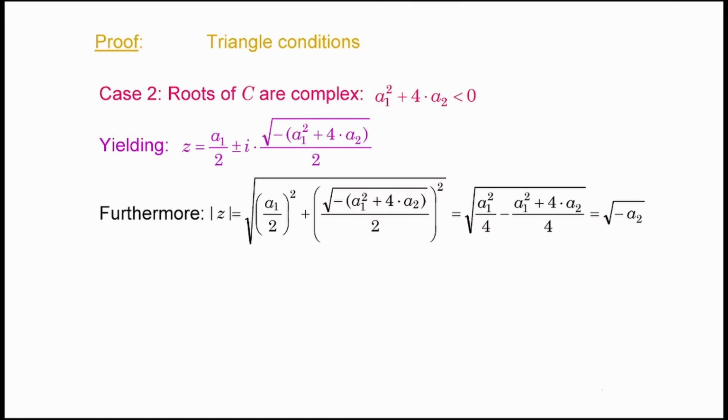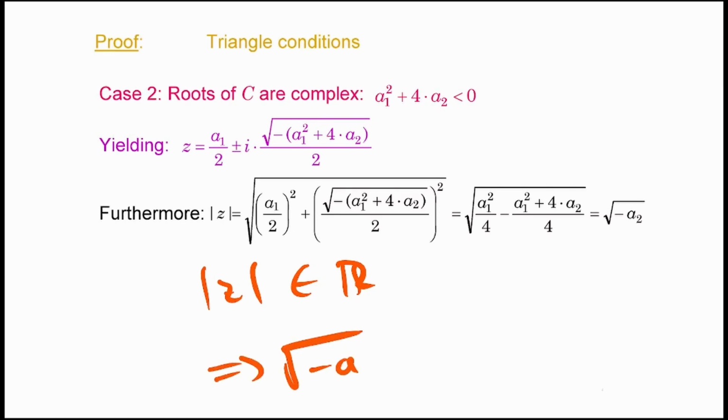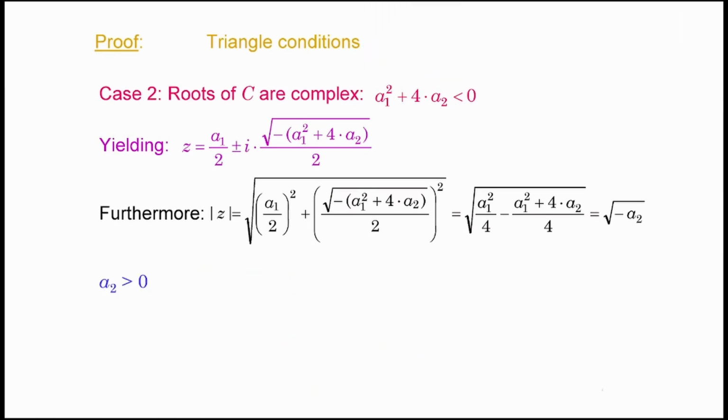You need to understand that since this is a real number, that is going to be a real number all the time, no matter what. Absolute values are real. So that means that the square root of negative a2 is also a real number. You understand what I'm saying? So this means this can be only real if a2 is negative, because if it were positive, it would not work. This would yield a negative expression.